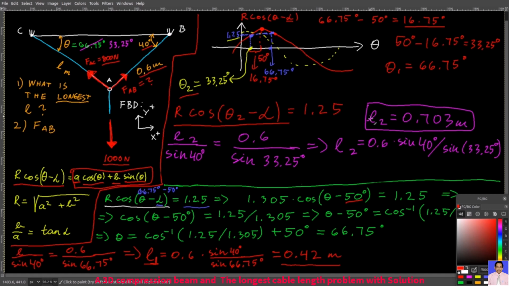And now, with that longest L, I can find my FAB. From the equilibrium principle, you had FAB equals 800 times cosine theta over cosine 40 degrees. And now, of course, I need to put this theta inside, theta 2. So here I will have theta 2, 33.25 degrees. And if I calculate that, then I will have 873 newtons. So that's your answer.